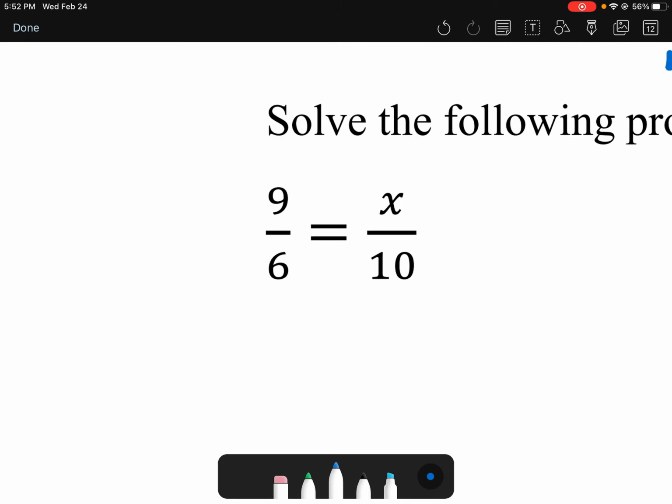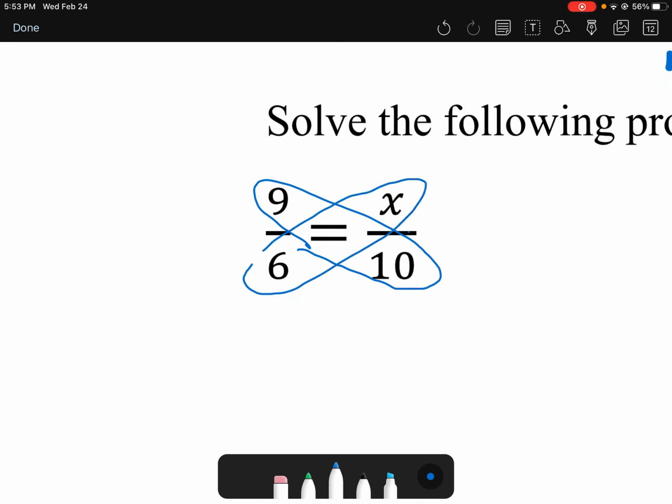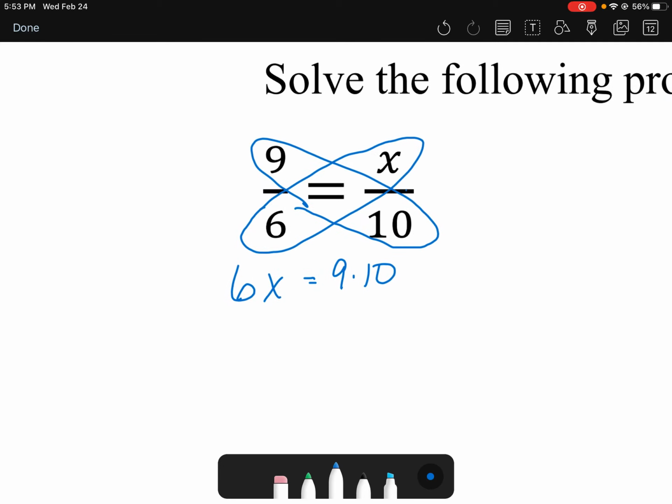So you can see we have two little cute fractions here. We want to solve for x. Now, we could solve for x by just multiplying both sides by 10 because we do have this divide in here. However, I want us to look at it using the cross products. So I'm going to look at these guys and these guys. So I'd have 6 times x, or 6x, is equal to 9 times 10, or 90.